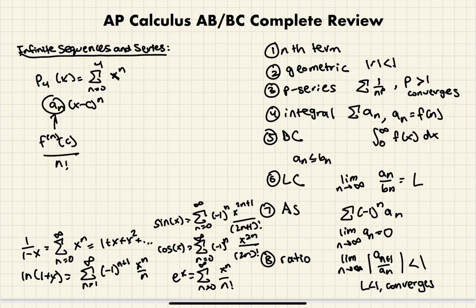You take the nth derivative at that value divided by n factorial, you multiply it by x minus c to the power of n, and a few of them just so happen to condense down to these nice and easy ones you can memorize, and the ones that we use the most often.